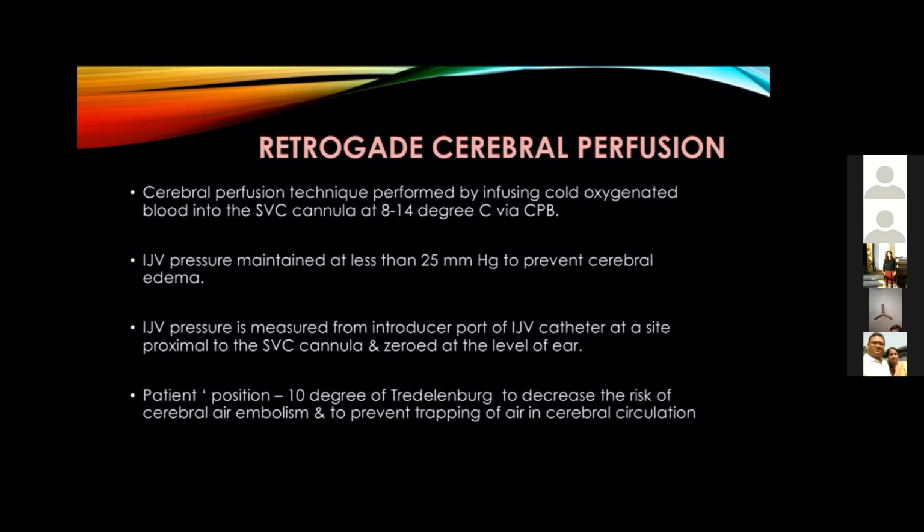IJV pressure is maintained at less than 25 millimeters Hg to prevent cerebral edema. And this IJV pressure is measured from the introducer port of the IJV catheter at a site proximal to the SVC cannula and zeroed at the level of the ear. And the patient position should be 10 degree Trendelenburg to decrease the risk of cerebral air embolism and to prevent the trapping of air in the cerebral circulation.